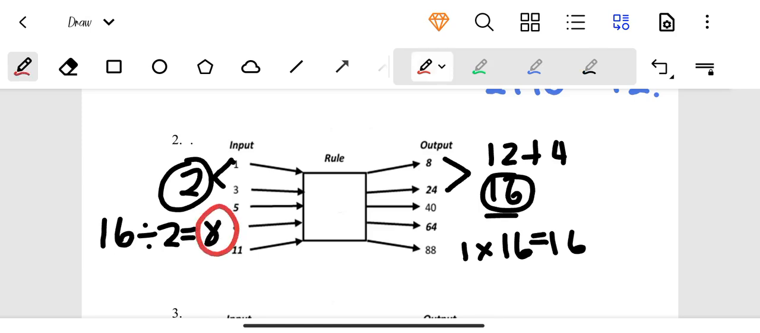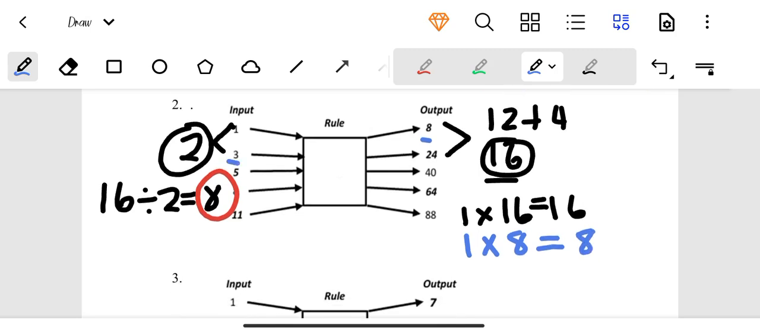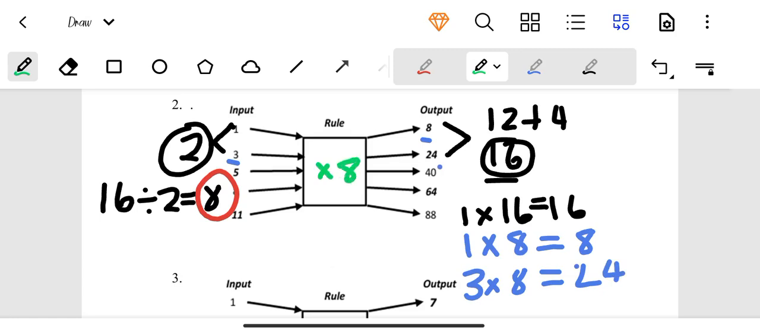Now let's use 8 as the rule. 1 multiplied by 8 is going to be 8. And then the next input is 3, so it's 3 multiplied by 8. The answer is going to be 8, 16, 24. So the answer is going to be 24, which is that one. So it means that the rule here is going to be multiply by 8. I hope this makes sense.